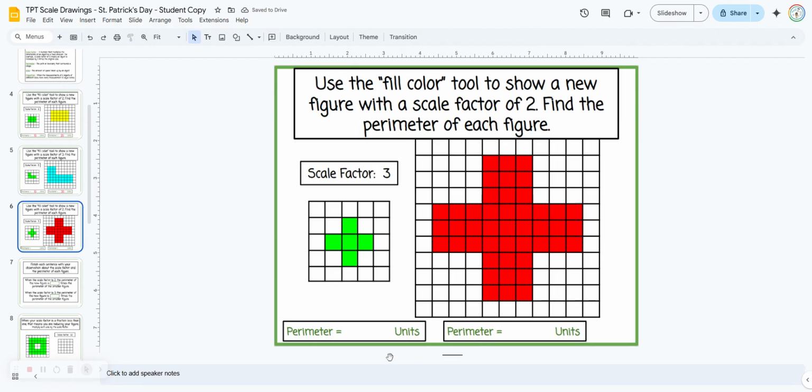Okay, now let's look at the perimeter. Let's see if they can predict this time. So if they count around the outside of this figure, they're going to get 12 units. And see if they can predict the perimeter of the second figure. It should be 36 units.